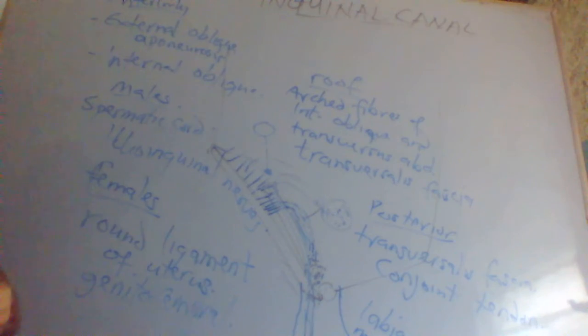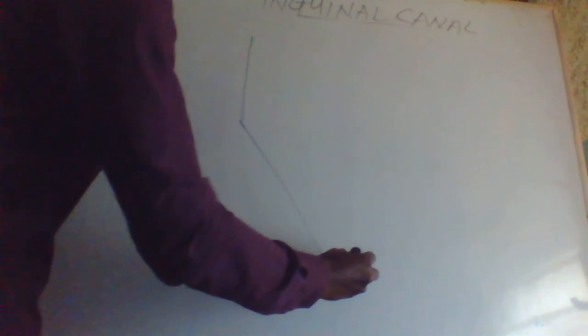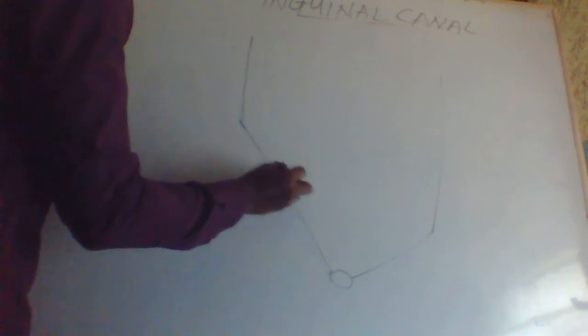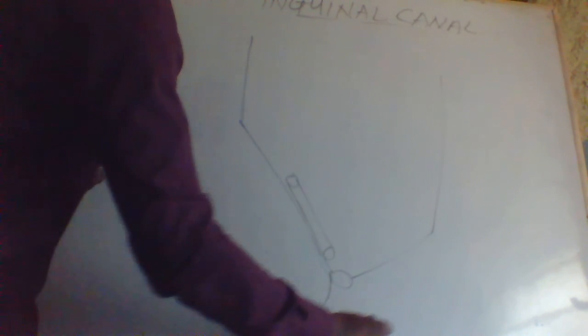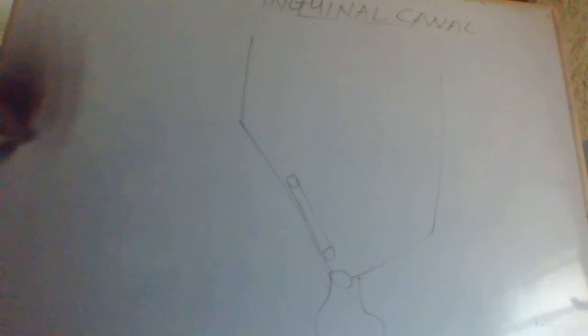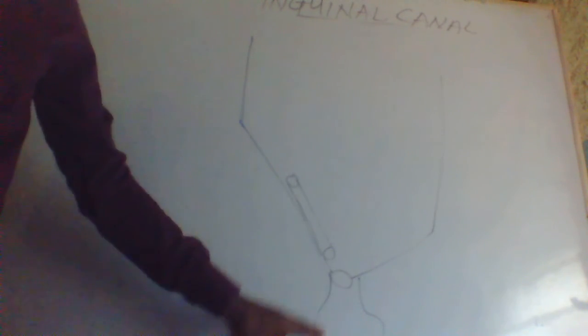Now let's talk about hernia, very briefly. So this is the scrotum. Good. So with hernia, you see the testis has to pass through the inguinal canal and insert in the scrotum, right?